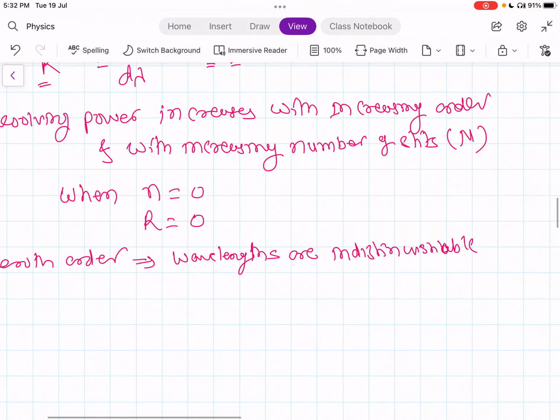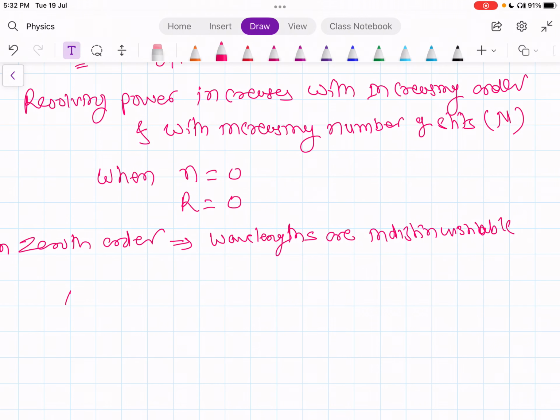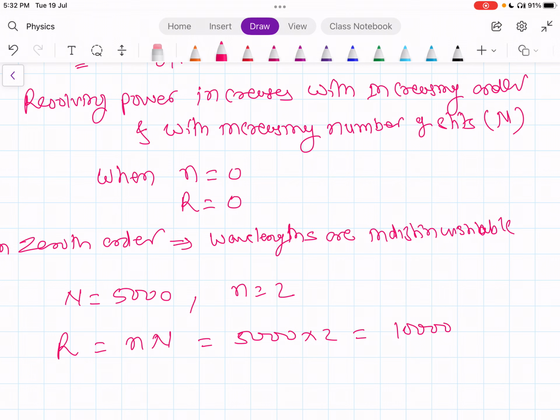Let us say if the number of slits N equals 5000 and the order is 2, then what would be the resolving power? Resolving power is equal to n into N. That is 5000 into 2, that is 10,000. So the resolving power is 10,000.